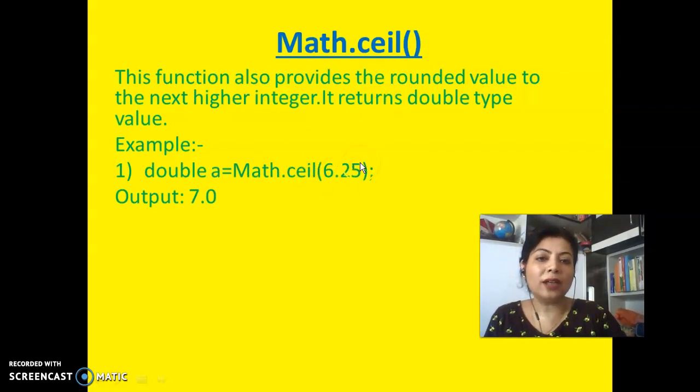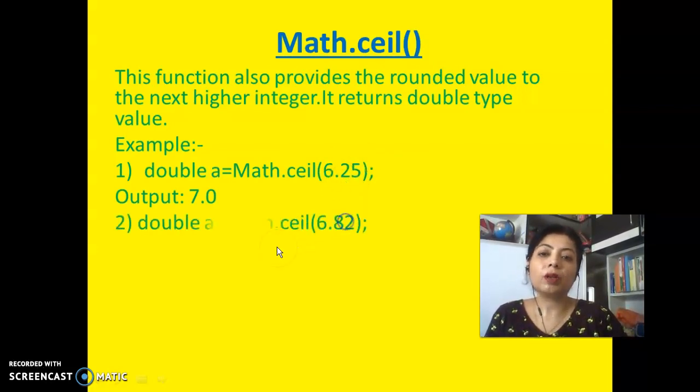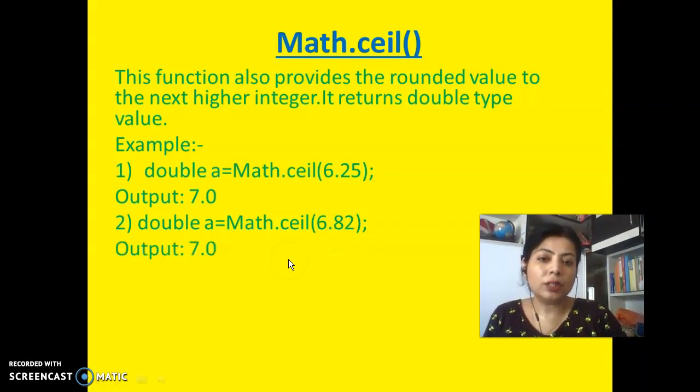6 point something only, even 6.1 also becomes 7. So 6.82 is obviously 7, because in our simple rule 0.5 or more we increase by 1, and in ceiling we always increase, so it becomes 7.